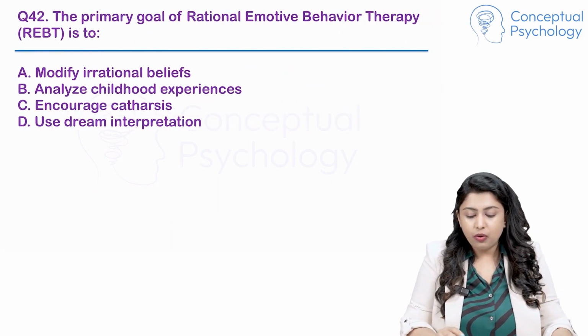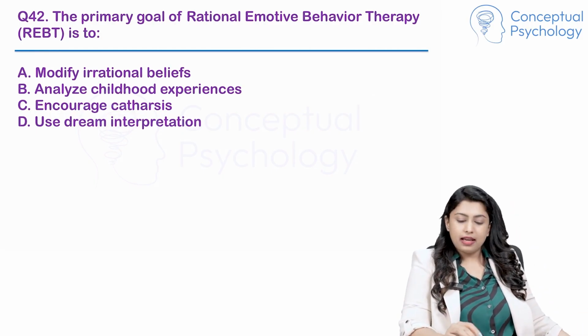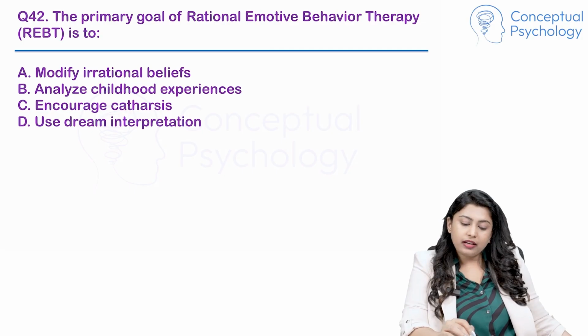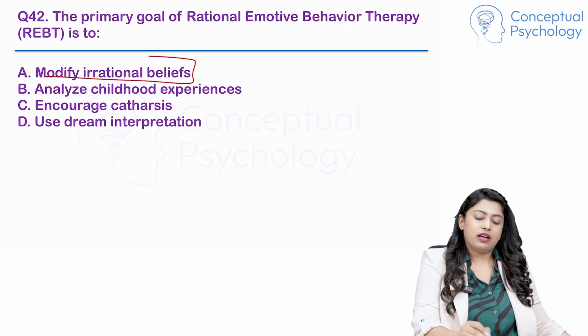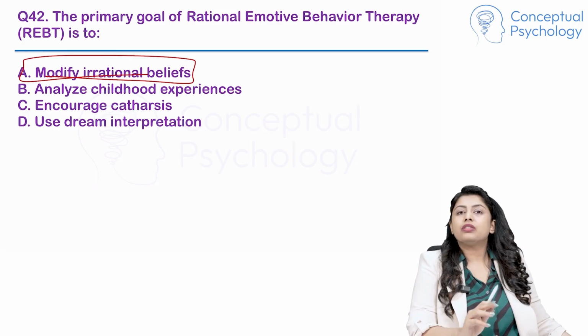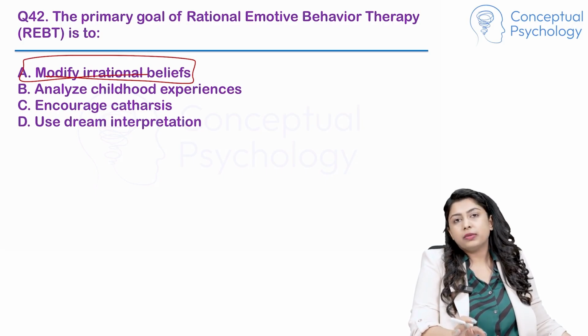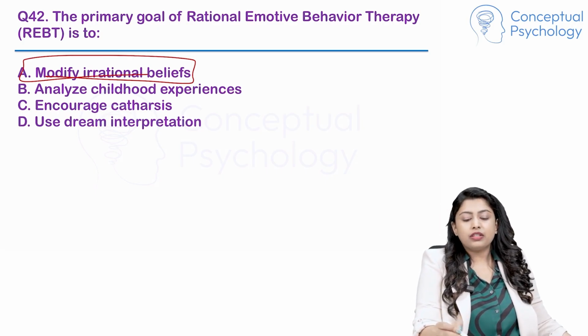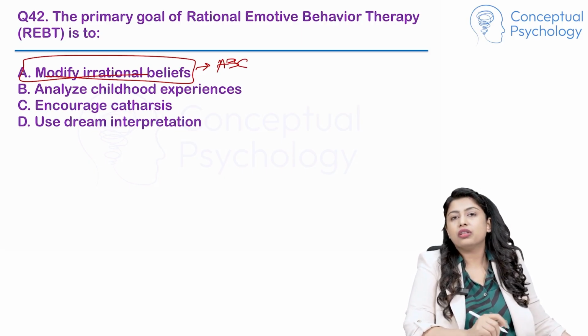The primary goal of REBT is to modify irrational beliefs, analyze childhood experiences, encourage catharsis, or use dream interpretation. The first answer is the correct answer. So, REBT's primary goal is to identify and modify irrational beliefs that lead to emotional disturbance and maladaptive behaviors. It uses the ABC model, which helps the clients understand how beliefs about events rather than events themselves cause the emotional problems.